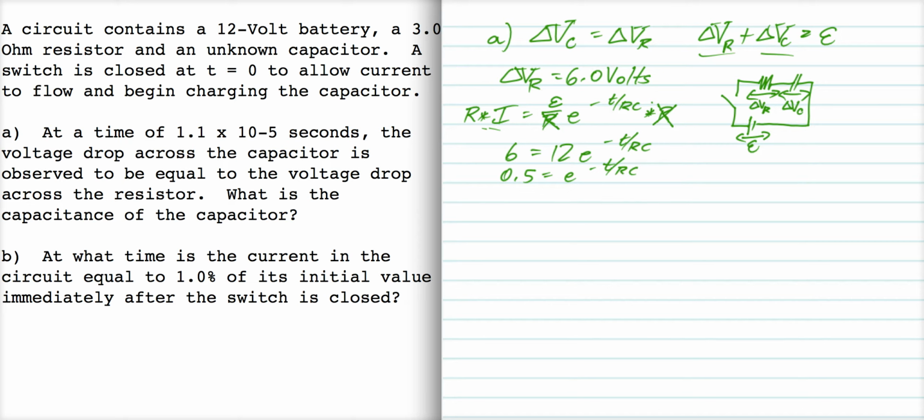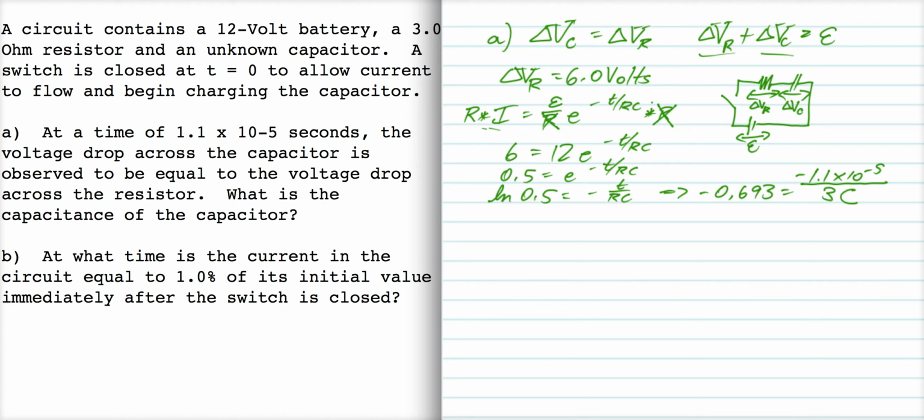Okay? So then I take the natural log of both sides. And that gives me minus 0.693 is equal to minus t over RC. Now we're told the time is 1.1 times 10 to the minus 5 seconds. And we're also told the resistance is 3. So the capacitance we don't know.